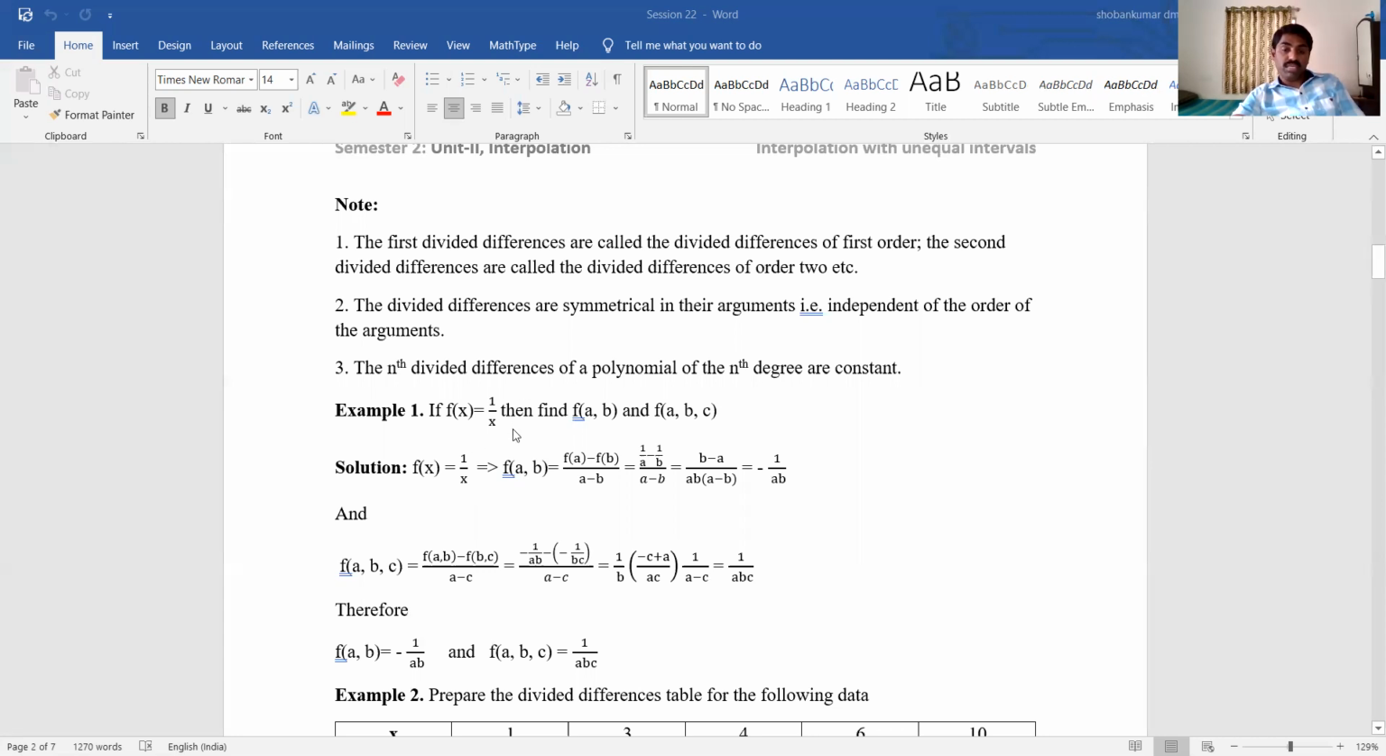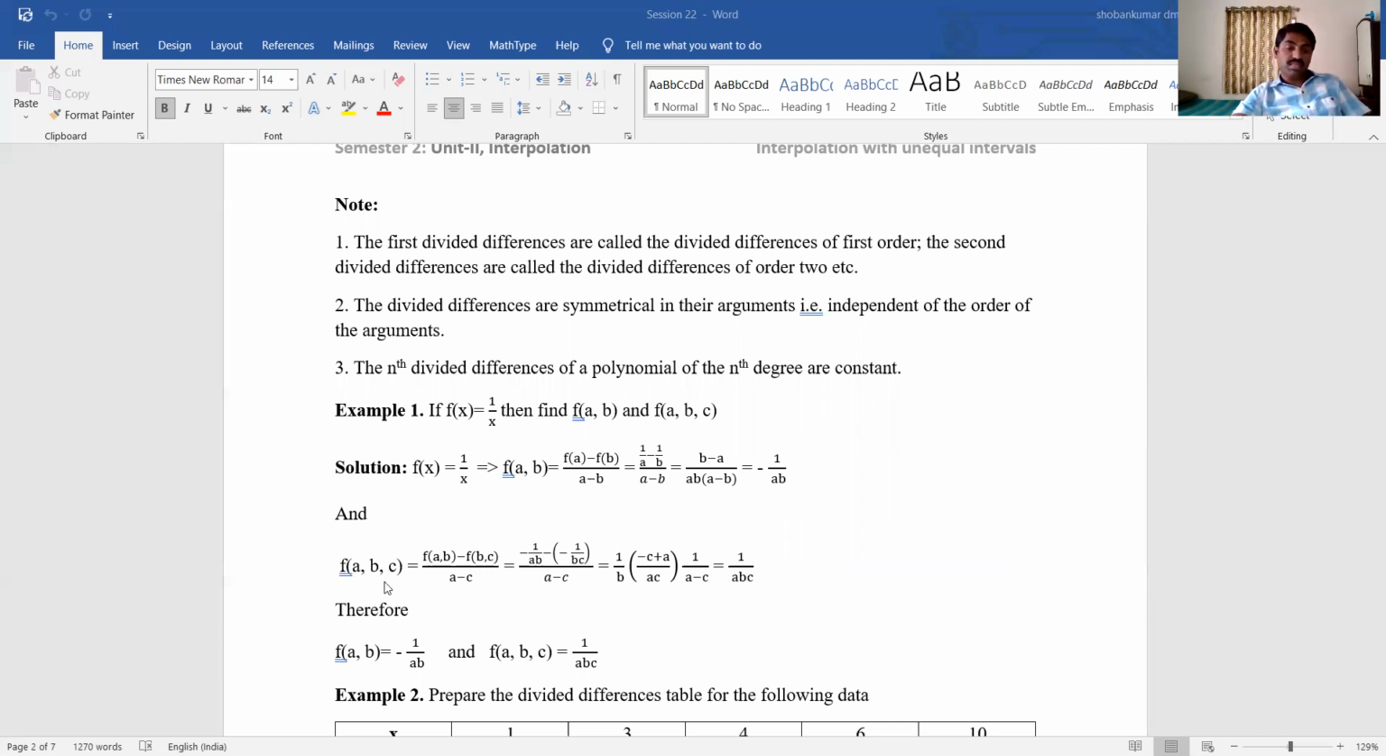If f of x is equal to 1 by x, then find f of a comma b and f of a comma b comma c. This is the first divided difference. Here f of x is 1 by x. This implies f of a comma b is f of a minus f of b divided by a minus b. Here from this function, just replacing x by a, we get f of a is 1 by a, and x by b, we get f of b is 1 by b. Therefore, 1 by a minus 1 by b, whole divided by a minus b, and simplifying, we get minus 1 by ab.